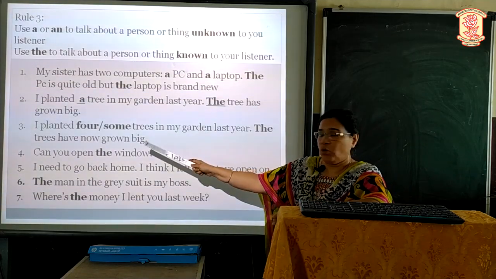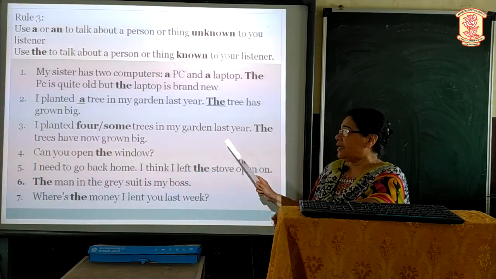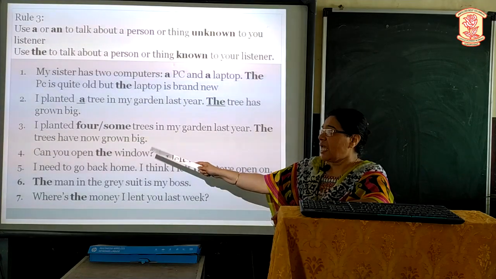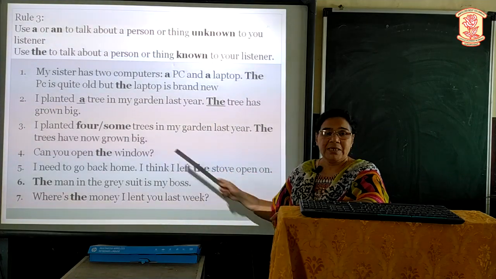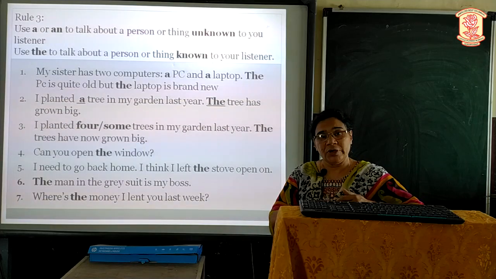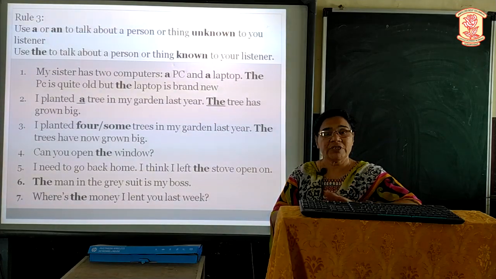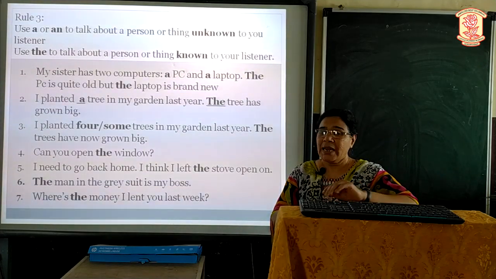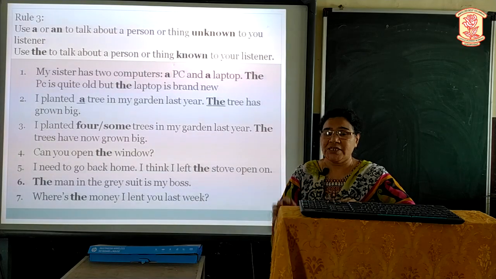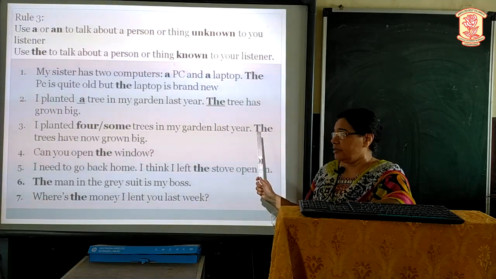I planted 4 or some trees in my garden last year. The trees have now grown big. So last year I planted 4 trees or some trees which were not known to me. Now I am aware of those trees. So I have used the here.